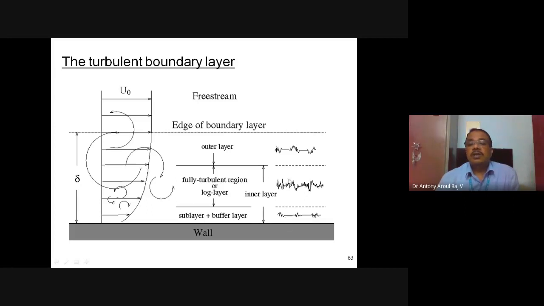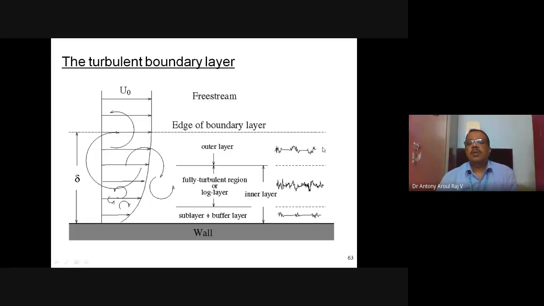When I go into the next layer, from the buffer layer, or go some distance away, I'll have a fully turbulent region or log layer. There, at the same place, you will find that the amplitude of the fluctuation is very much higher. That means there will be large fluctuations in the properties inside the turbulent core. Then again in the outer layer, the intensity of the turbulence will be lesser.